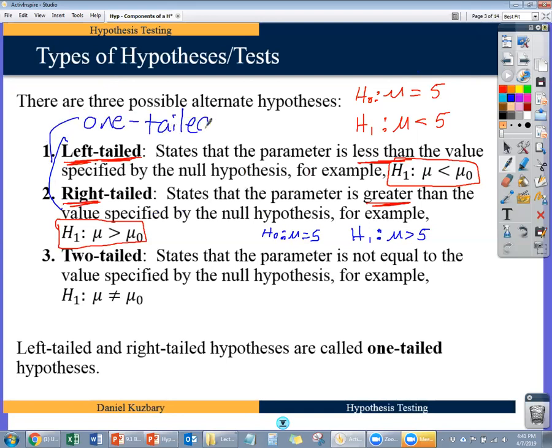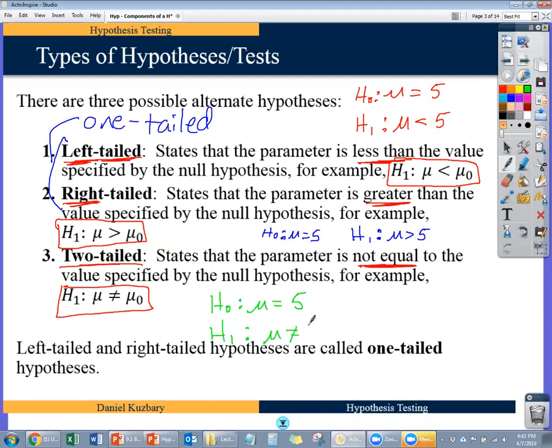So this is just a general term for either one of these. Like this is a one-tailed test, that's a one-tailed test. And that's just to distinguish them from the third type, which is a two-tailed test. This states that the parameter is not equal to the value specified by the null hypothesis, and this is what this looks like. In a two-tailed test, if your null hypothesis is mu is equal to 5, your alternative hypothesis is mu is not equal to 5.